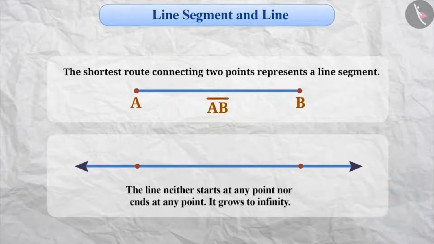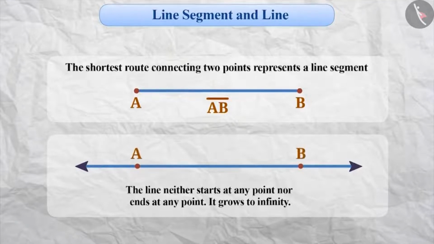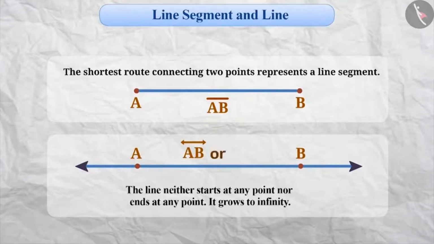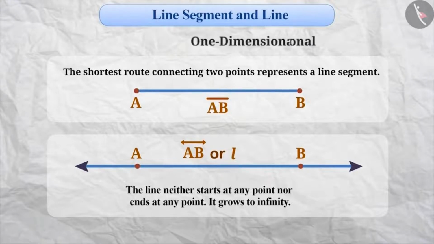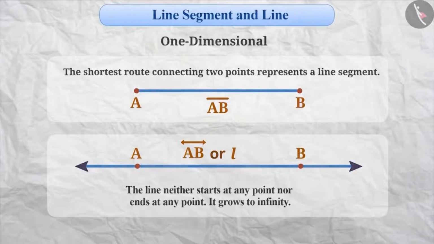You're right. We name it by any 2 points situated on the line. For instance, here we will name it as line AB. A line can also be named using small letters in English. For instance, line L. Remember, line is a one-dimensional shape.